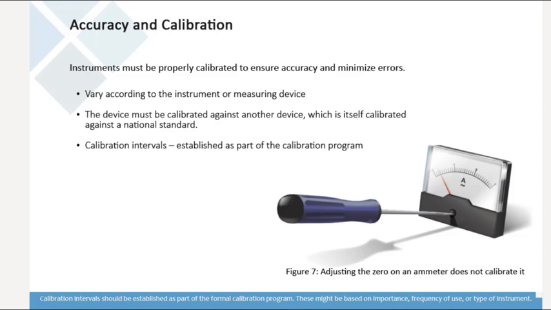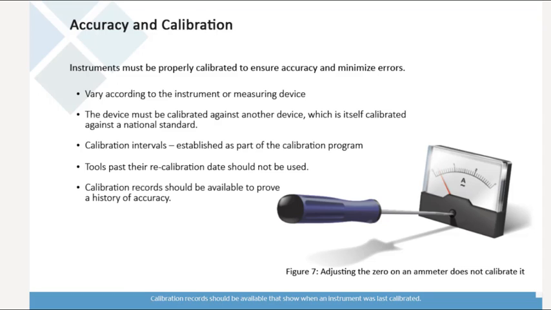Calibration intervals should be established as part of the formal calibration program. These might be based on importance, frequency of use, or type of instrument. Calibration records should be available that show when an instrument was last calibrated. Calibration should only be done following the correct procedures and minor adjusting or fiddling with an instrument should be avoided.